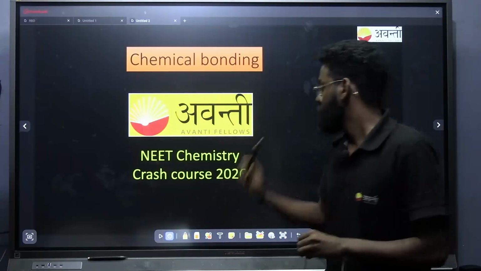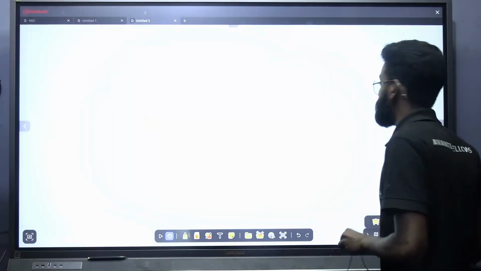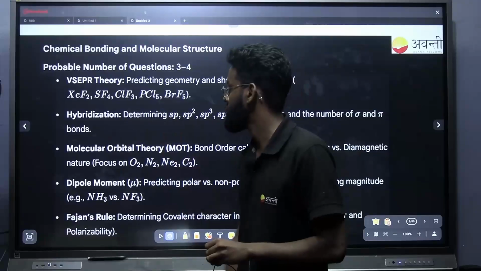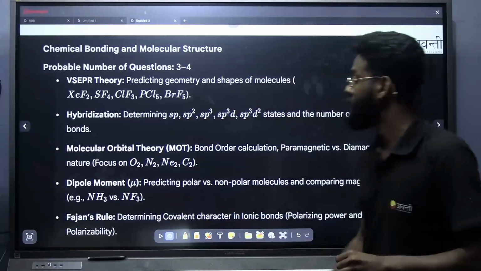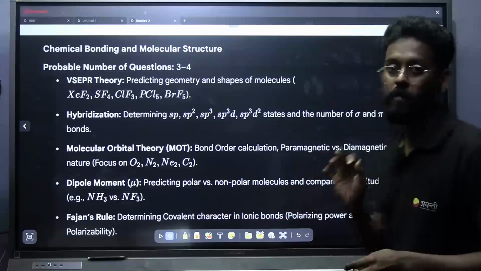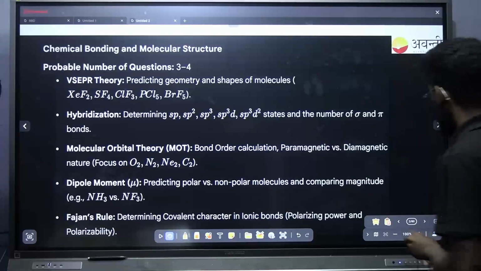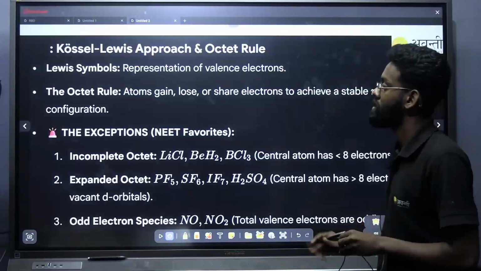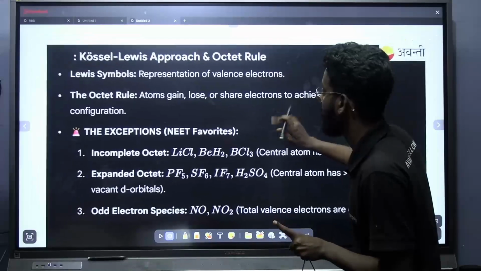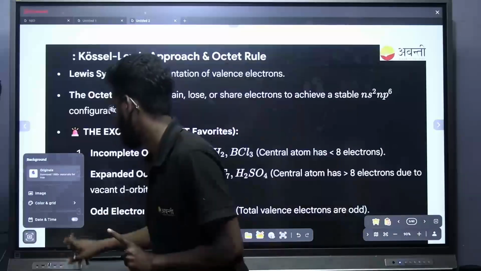Okay. So, we will be starting with the important topics of this chapter. Which are the important topics? VSEPR theory, hybridization, molecular orbital theory, dipole moment and Fajan's rule. These are the important topics which I will be covering. So, the first topic that I will be covering is the octet rule. A question on the octet rule has also come, that is why I have added this slide here.